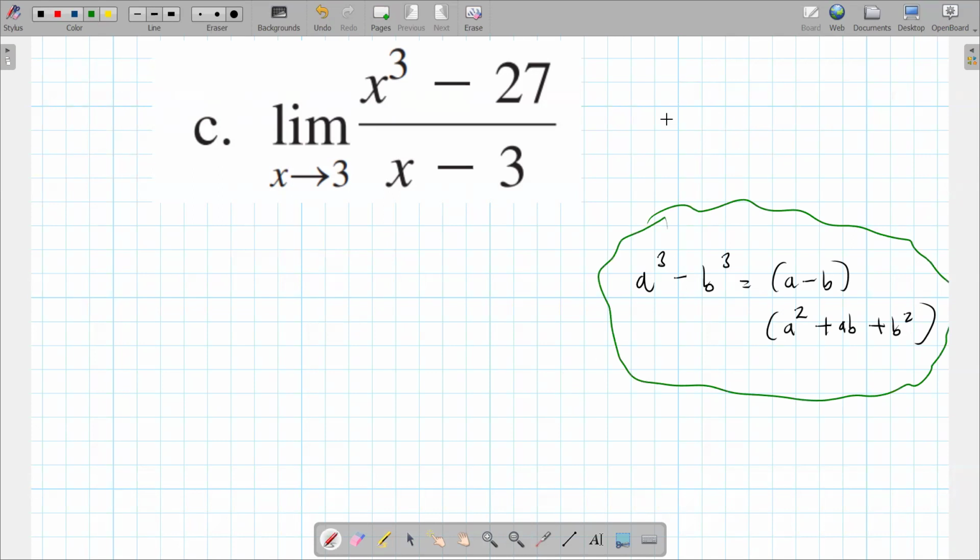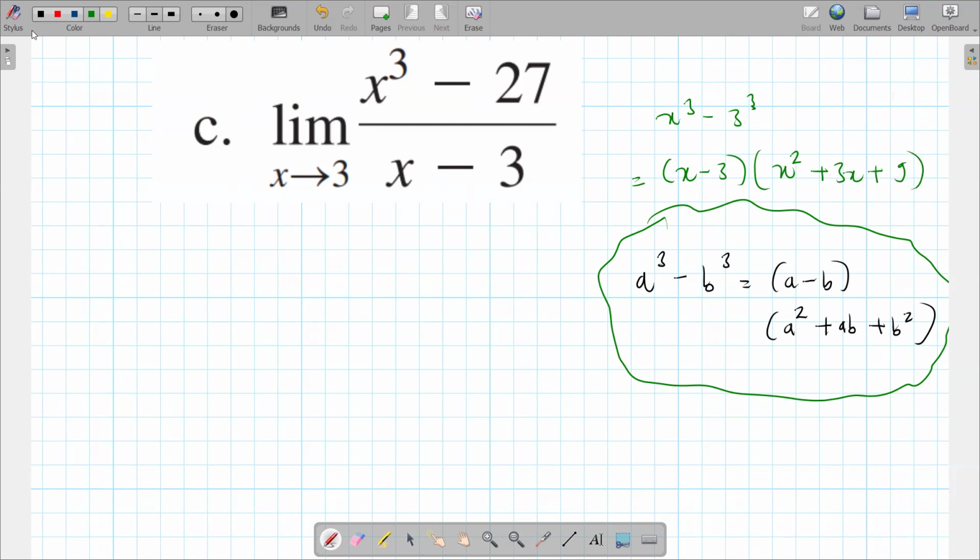So we're looking at x cubed minus 3 cubed. 27 is 3 cubed. It has to be in this b cubed form. So a is x and b is 3. So this becomes x minus 3. A minus b is x minus 3. Then a squared, so that's x squared, plus ab, so that's 3x, plus b squared, that's 9. Like that. Okay?